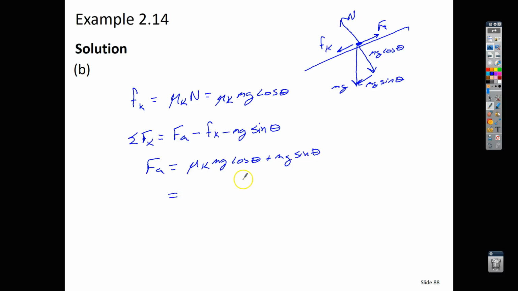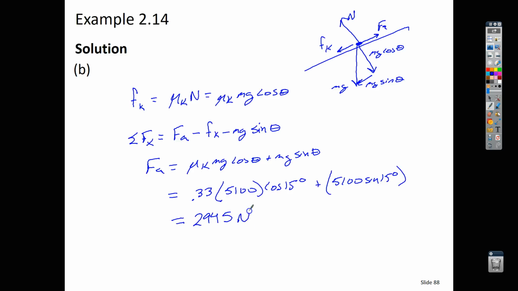Now I'm going to go through and plug everything in. We said that this new coefficient is 0.33, so this would be times 510 for m times g, cosine of the angle, which is 15 degrees, plus this quantity, which is 510 times the sine of 15 degrees. So let's go ahead and solve for that and see what we end up with. And we get about 2945 newtons in order to maintain that velocity moving up the ramp.